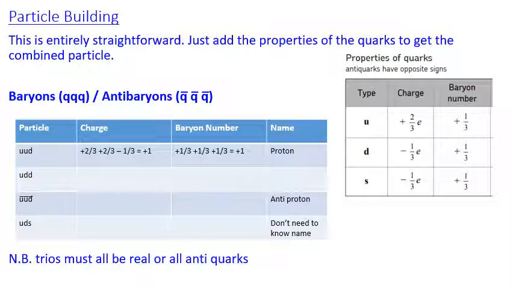You'll note that for the antiproton, finding its antiparticle in quark terms is simple. We just put a bar on top of each of the quarks. We make each one of them the anti.